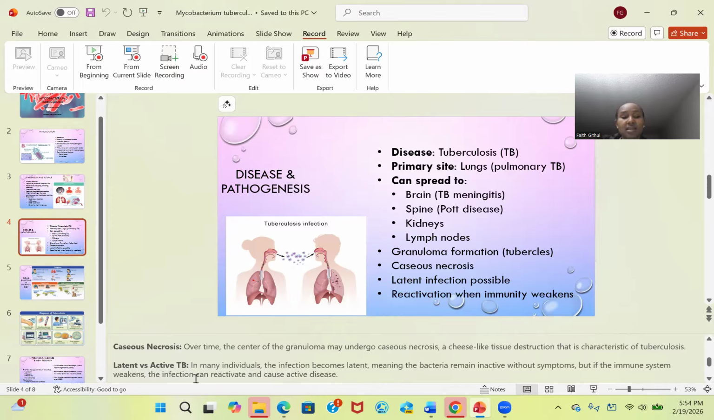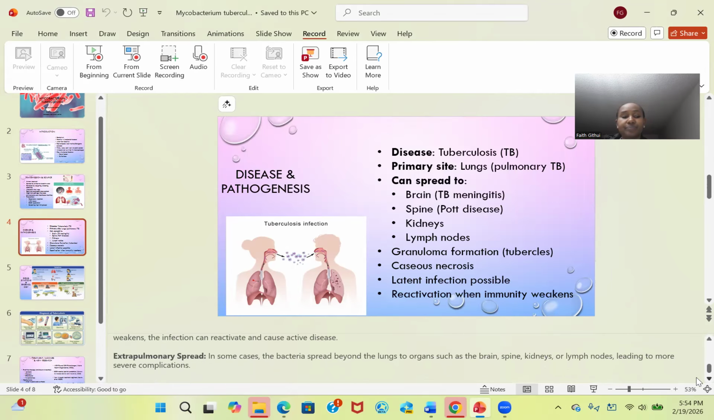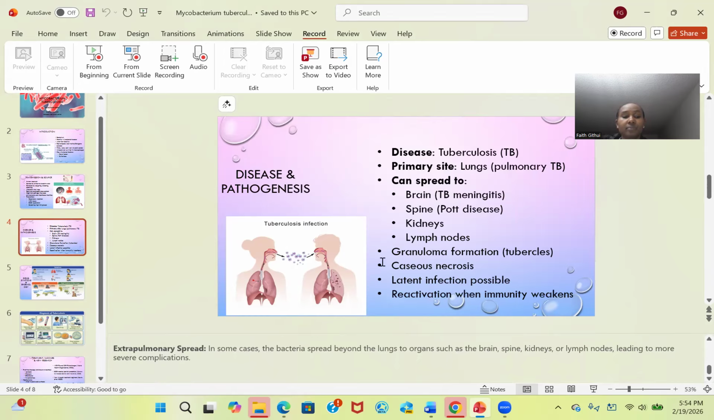Latent versus active TB. In many individuals, the infection becomes latent, meaning the bacteria remain inactive without symptoms, but if the immune system weakens, the infection can reactivate and cause active disease. Extrapulmonary spread. In some cases, the bacteria spread beyond the lungs to organs such as the brain, spine, kidney, or lymph nodes, leading to more severe complications.